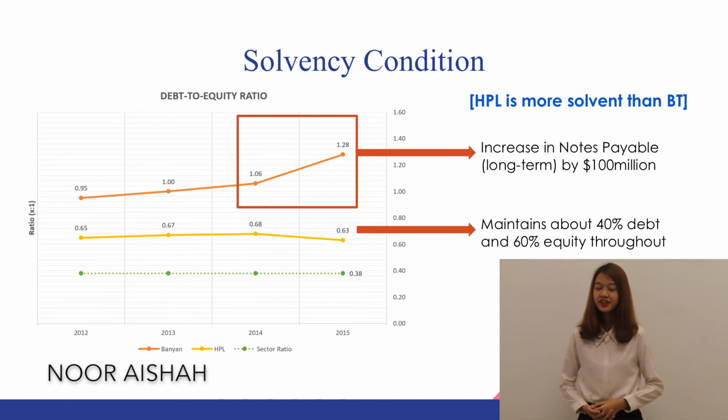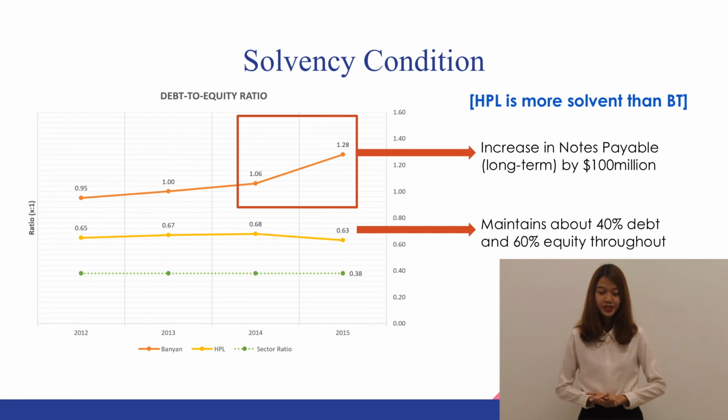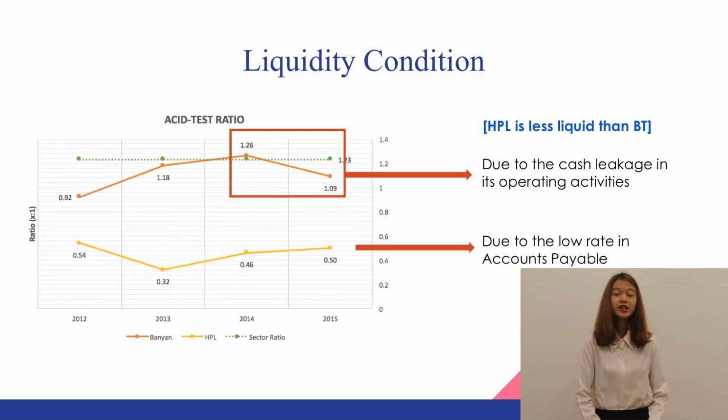Banyan's solvency saw an increase in 2015, increasing the risk for creditors, thus reducing the opportunity for debt financing. Meanwhile, HPL has maintained about 40% debt and 60% equity throughout, showing that investors, rather than debts, are currently funding about 60% of the assets. It can be seen that HPL is less liquid than Banyan.